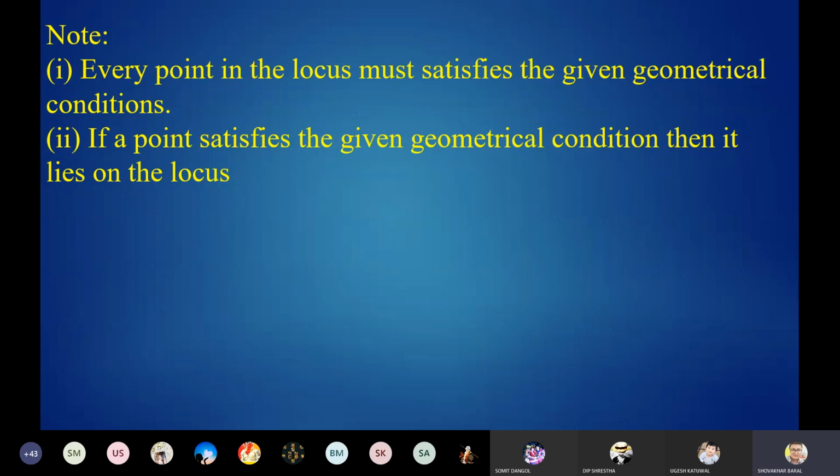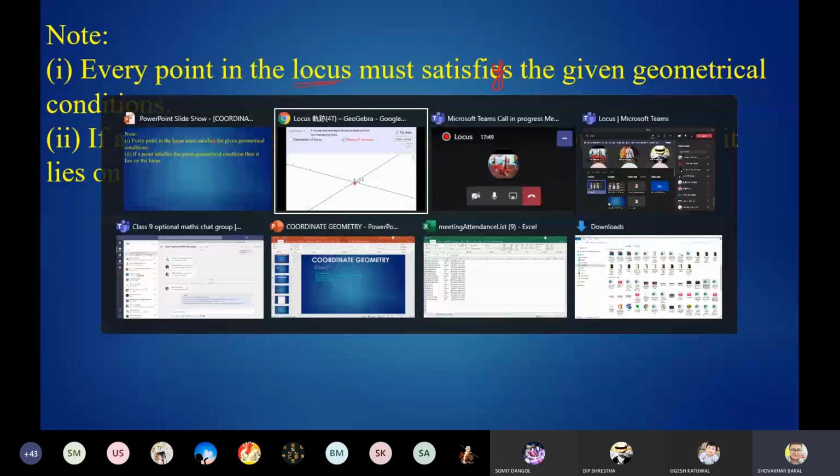Note: every point in the locus, when you get the path here, every point in the locus must satisfy the given geometrical condition. Okay, all the points in the locus must satisfy the geometrical condition. I will show you what this actually means. Let's write it the other way around: if a point satisfies the given geometrical condition, then it lies on the locus. Write it fast so that I can explain it.